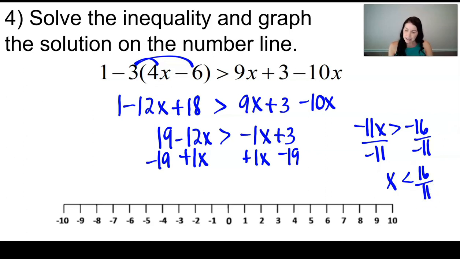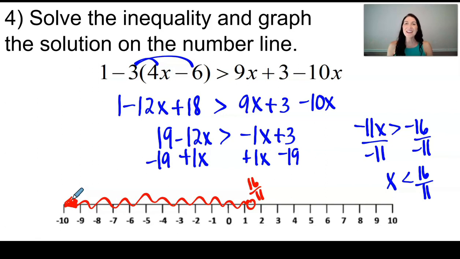And 16/11 is just bigger than 1. So I'm going to put an open circle at 16/11 because x cannot equal 16/11. X can only be less than 16/11. So x is any value less than 16/11. And then we indicate that on a number line by shading everything to the left.